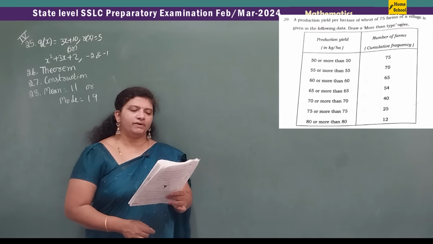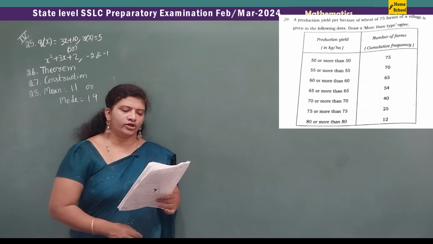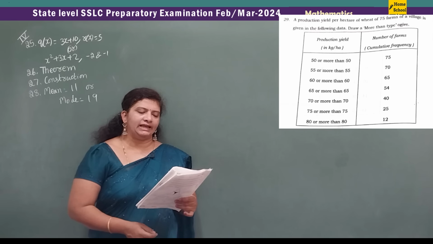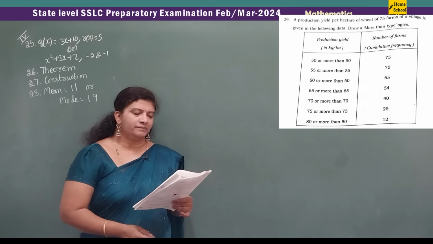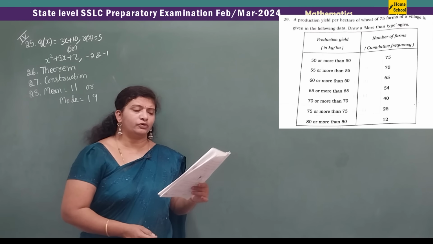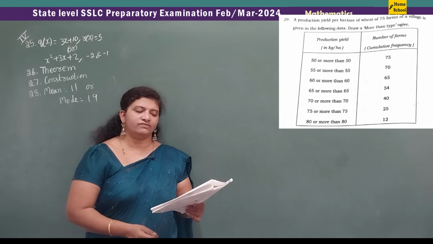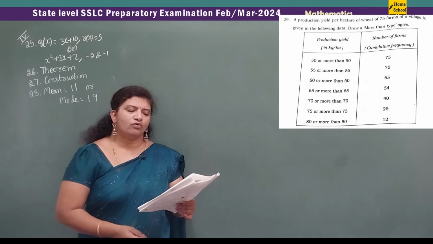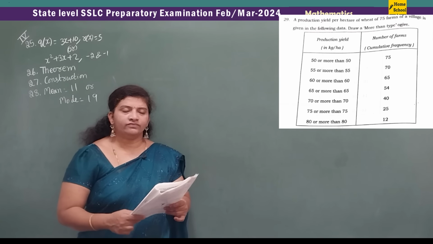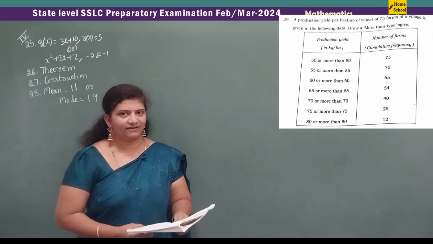29. The production yield per hectare of wheat of 75 farms of a village is given in the following data. Draw a more than type ogive. Production yield and number of farms are given here: 50 or more than 50, 55 or more than 55, up to 80. And on this side the cumulative frequencies 75, 70, 65, 54, 40, 25 and 12 are given. So no need to disturb this table; as it is, you can plot it on a graph sheet.